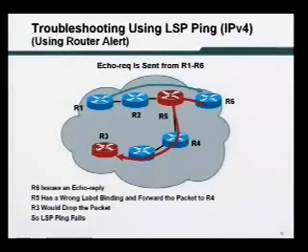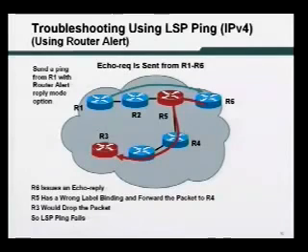As soon as that happens, the first thing you should do, now that's a two-step troubleshooting process, is generate an LSP ping with a router alert option. When R6 generates an echo reply, this depends on how it has been implemented. Some vendors, even within one vendor, have different implementations. But what would happen is, when the reply is generated, I would put a router alert label.